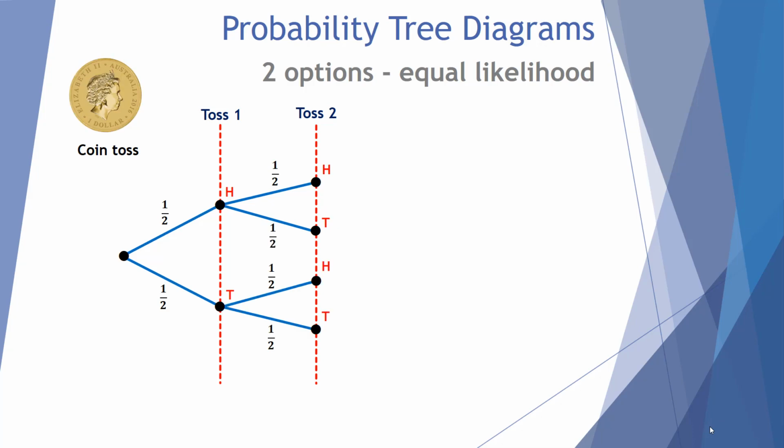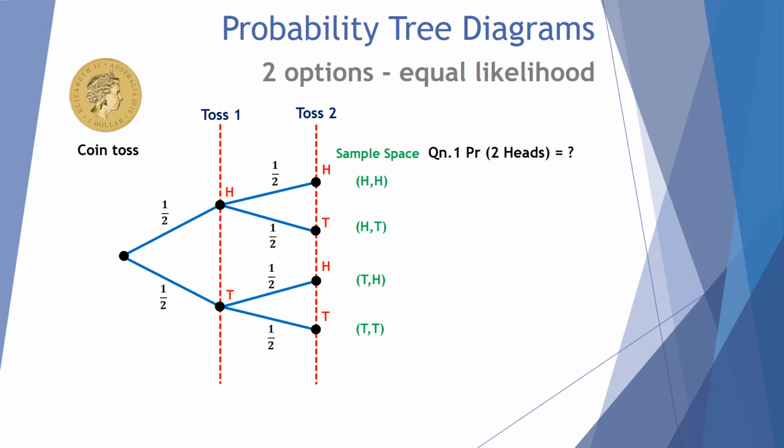So here's the four possibilities after two tosses of a coin. So the sample space, which represents all the possible outcomes. We could get two heads. We could get a head for the first toss and a tail for the second. Or we could get a tail for the first toss and a head for the second. Or we could get two tails.